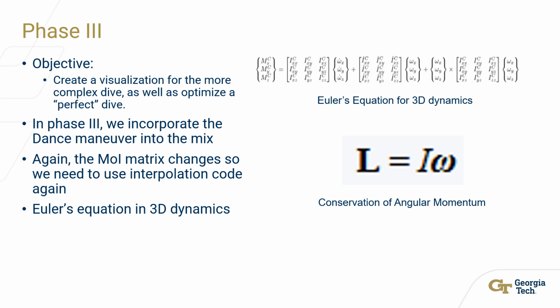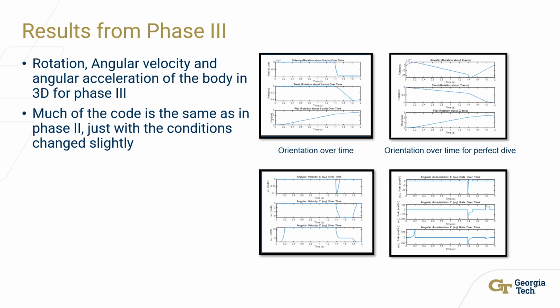Since the moment of inertia matrix changes, we need to interpolate to find the intermediate values of the moment of inertia matrix. But because we created our function to interpolate the moment of inertia matrix in phase 2, we could simply use the same MATLAB script to run phase 3. From our numerically derived equations, we acquired a vector of values for rotation, angular velocity, and angular acceleration in all three dimensions and graphed them over time as shown.